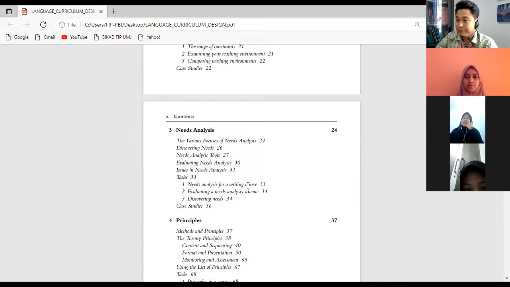I think it's different, but it's still connected to the previous chapter because it's talking about the needs. In the previous chapter, there were also things talking about needs. So yeah, I think it's connected. It's connected, but it's different. Okay, thank you very much.